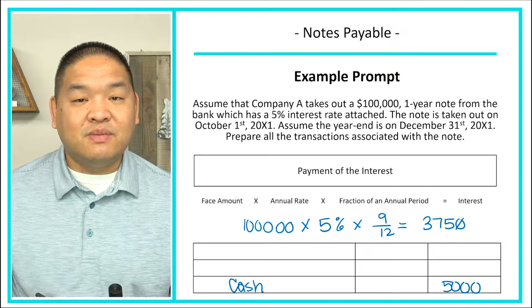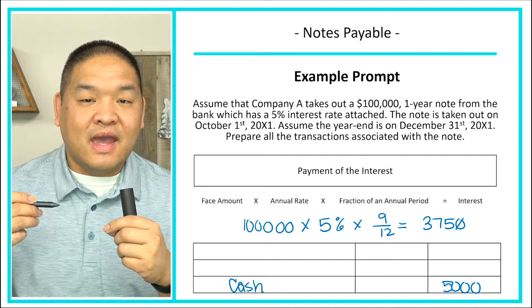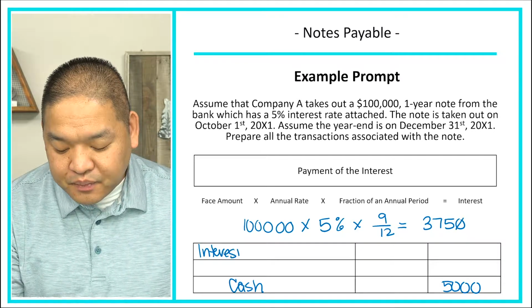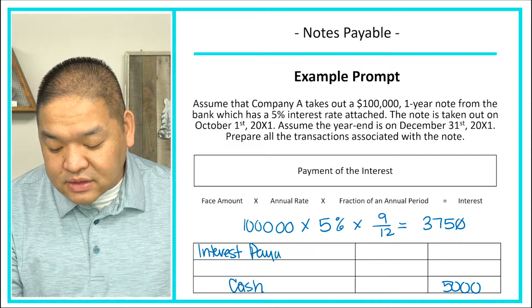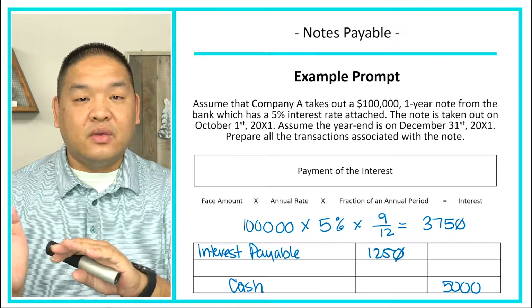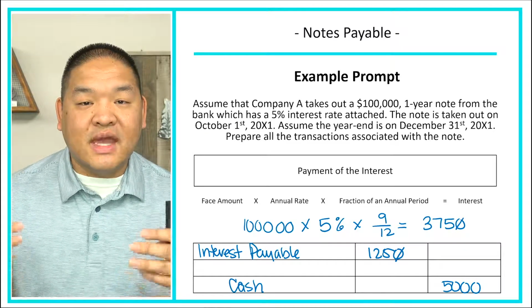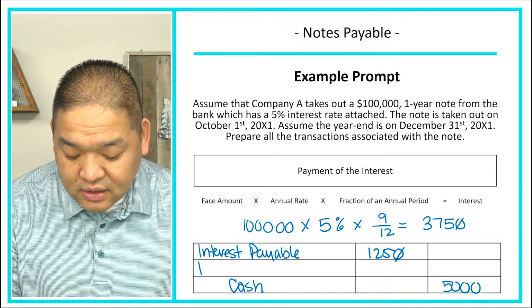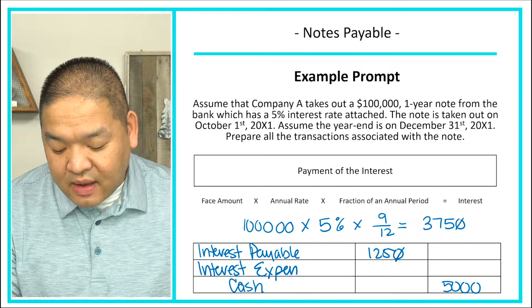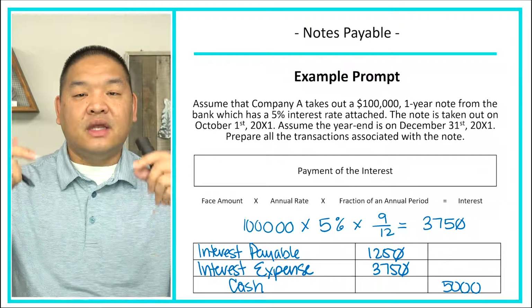The first debit is going to be the release of the interest payable claim that we put in our books at the end of last year. So I'm going to debit interest payable in the amount of $1,250. So I'm getting rid of the payable. What's left? Well, what's left is the interest expense. So I'm going to debit interest expense, and the expense I'm going to book is the $3,750 that I incurred this year.